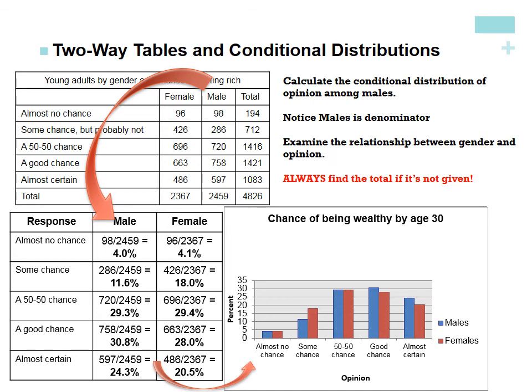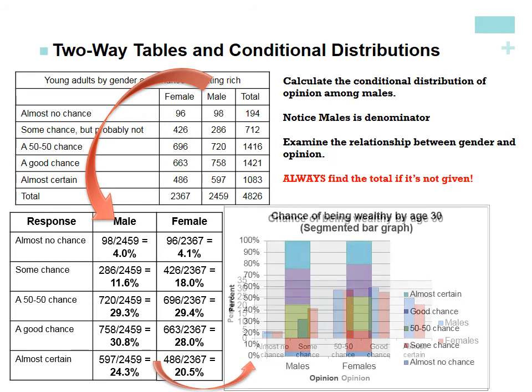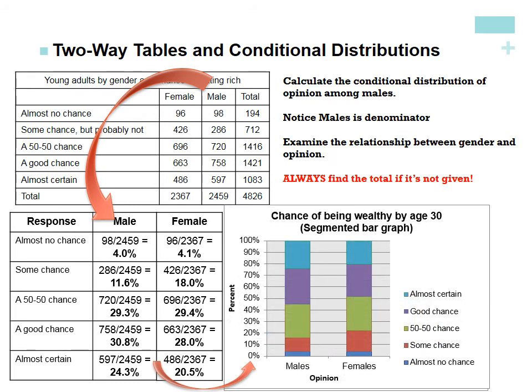So there's only one major difference here. It looks like the males have a higher, they think that they have a better chance of getting rich than the females do. We can also use a segmented bar graph. So what is a segmented bar graph? All a segmented bar graph is taking each of the percentages and stacking them on top of each other.